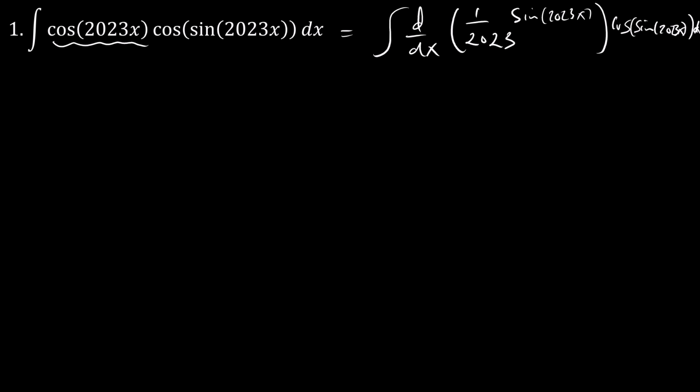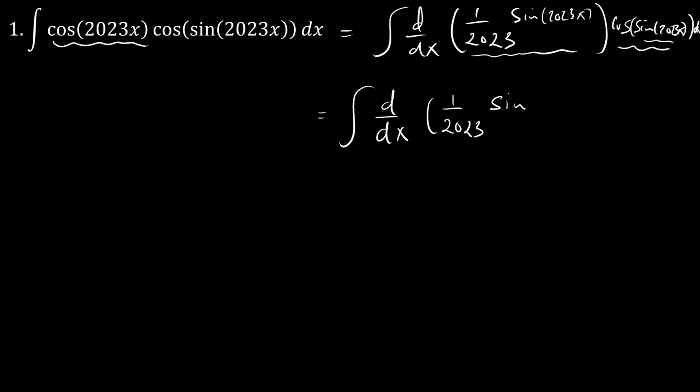Okay, so with that in mind, what that allows us to see is that what we have under the integral sign is just the derivative of 1 over 2023, and this part here is going to be the derivative of sine of x, but because there's a nested sine in here, that is being taken care of here. So essentially, this is what we have.